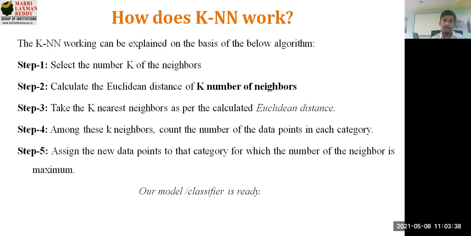That is step 4. Among these k nearest neighbors, count the number of data points in each category. So we need to categorize them according to the distance metric, and whichever point is similar, as you can see in step 5, assign the new data point to the category for which the number of neighbors is maximum. So this is the algorithm which we need to follow, and once you follow this set of steps, you can say your model is ready.